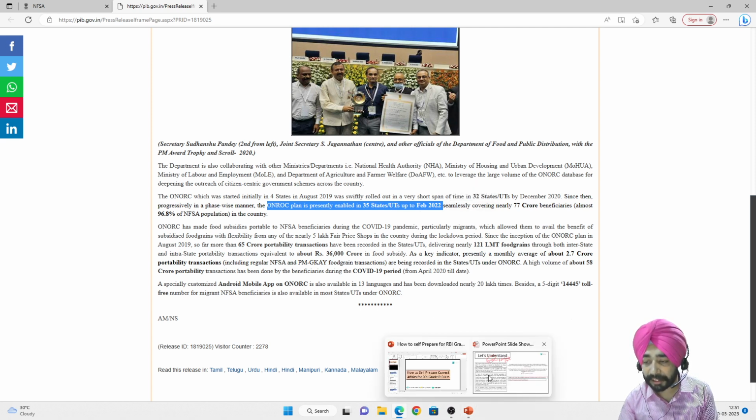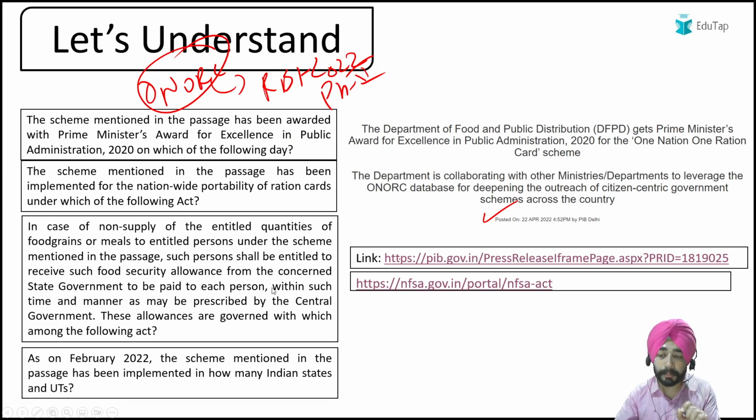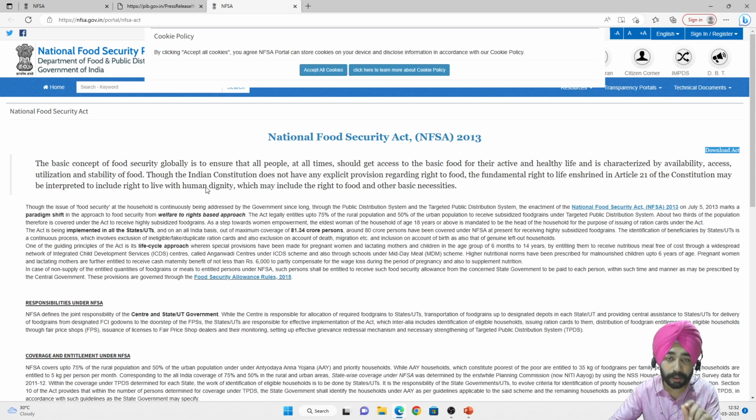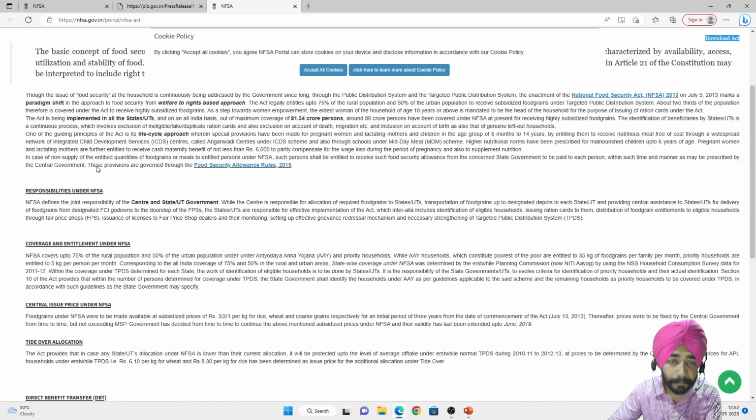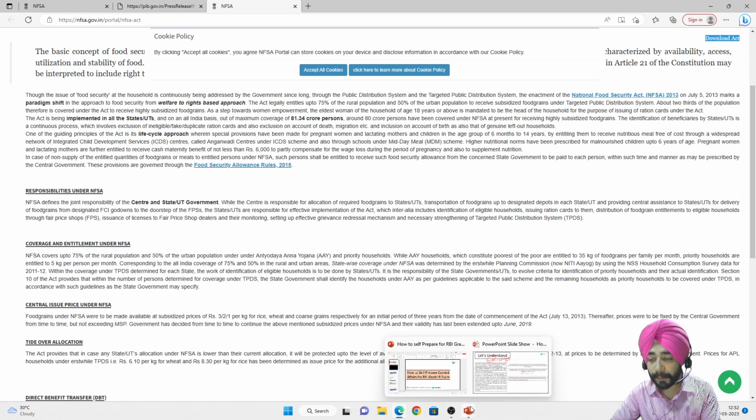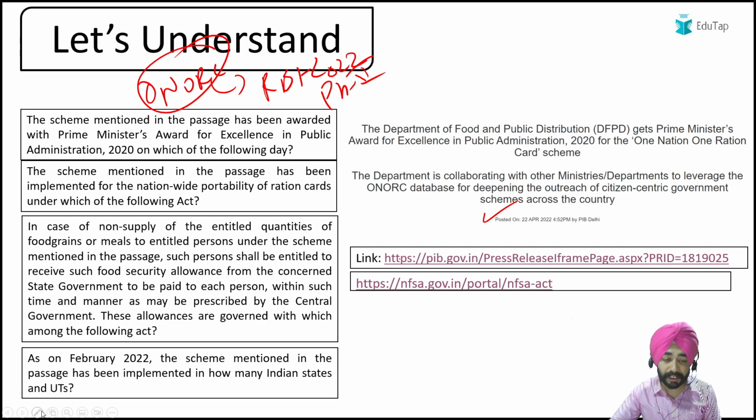Now when I say complement this with the ministerial website, you can see here. Here it is saying that the scheme mentioned in the passage has been implemented under the National Food Security Act. It is again mentioned here. The next is, in case of non-supply, the allowances under these things are governed under which of the following acts. For that, guys, you need to understand about the ministerial website. See, it is clearly written here that the provisions under the National Food Security Act are governed through the Food Security Allowances Rules of 2015, which means if you are complementing your PIB with the ministry, then it could be a very handy solution for the coverage of schemes.